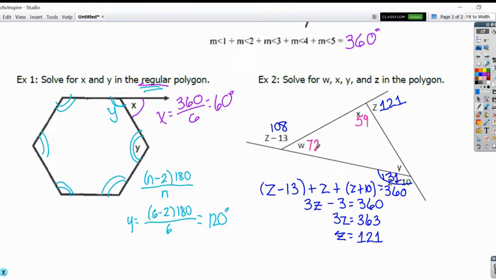Then my 108 and my w have to be 180 degrees to get that supplementary, which means w is 72 degrees. And lastly, the y that I want, well, maybe I want to find that by doing the interior angle sum, or maybe I just want to go ahead and use the linear pair for the y and the 131. Either method will certainly work for us. Y is 49 degrees for that.